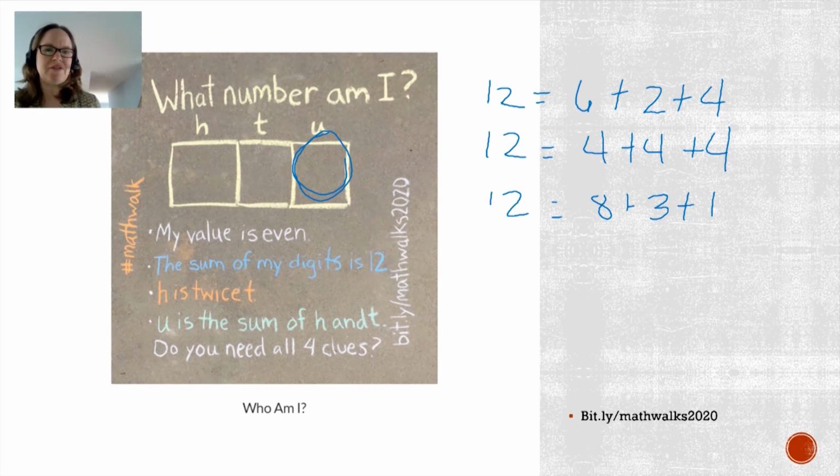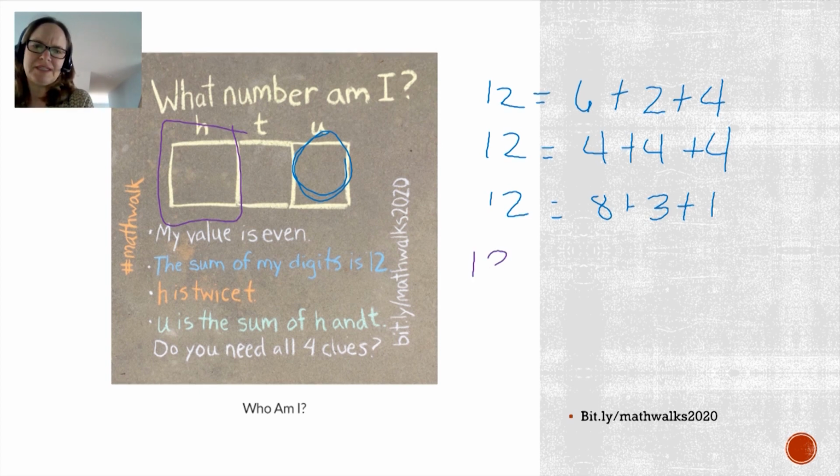The sum of my digits, so that one. Then h, so if we look at h, h is 2 times t. So if I look at one of these and I say t times 2 equals h, I'm wondering which one. 6 times 2 is 12, so that can't work. 4 times 2 is 8, and there's not an 8 there. So h is twice t. So if t is 2 and I times it by 2, that's 4. Would that work for h?